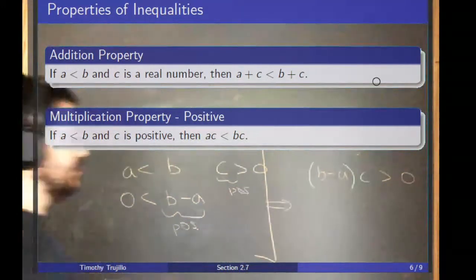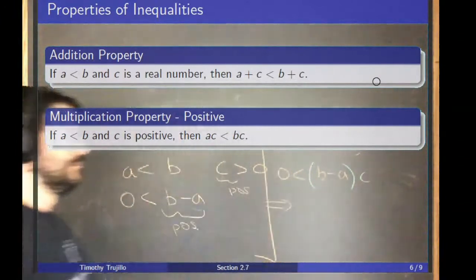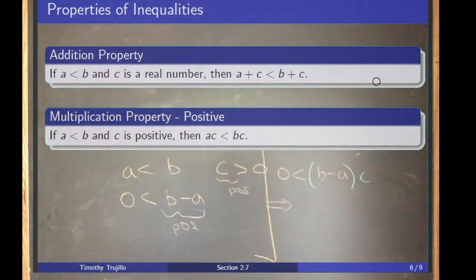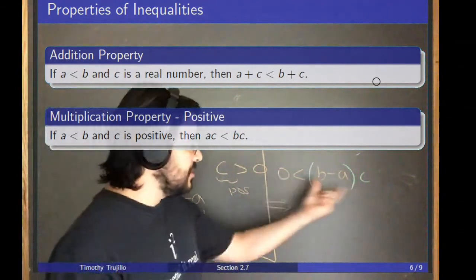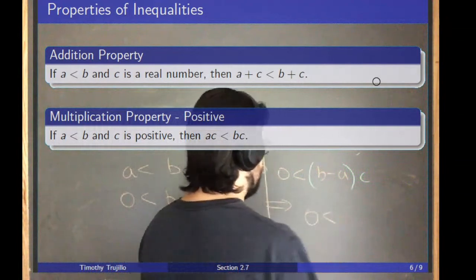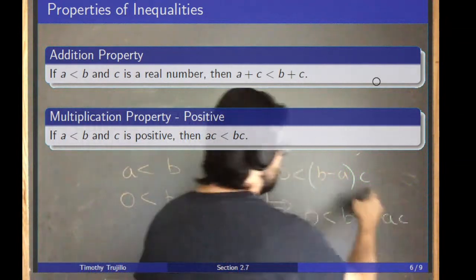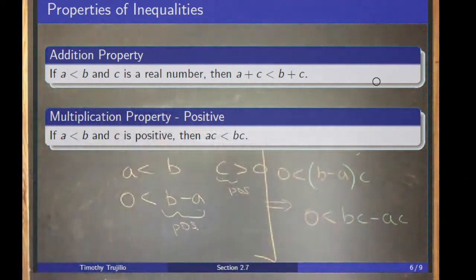Okay, and I should have written it this way. Let me write it like this. So it's still bigger than 0. That way it looks like the formula we're using. Okay, so positive times a positive means that we're still bigger than 0, so positive. Now distribute the C to both of these terms. You get 0 is smaller than B times C minus A times C. So I'm just distributing the C, that's the distributive law.